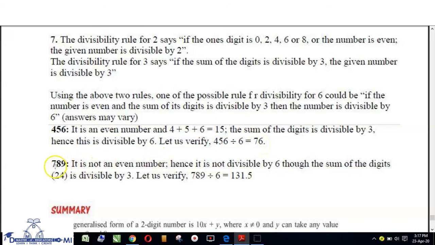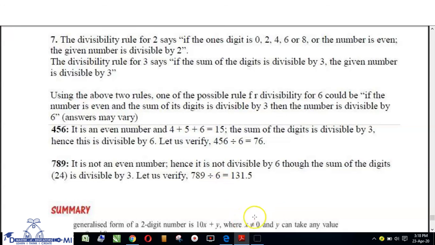Now, let's take one more example. 789. It is not an even number. Hence, it is not divisible by 6, though the sum of the digits is 24, which is divisible by 3. Let us verify. When we divide 789 by 6, it comes out to be 131.5, which is not divisible by 6. So we conclude that for divisibility by 6, the number must be even and it must be divisible by 3 as well.